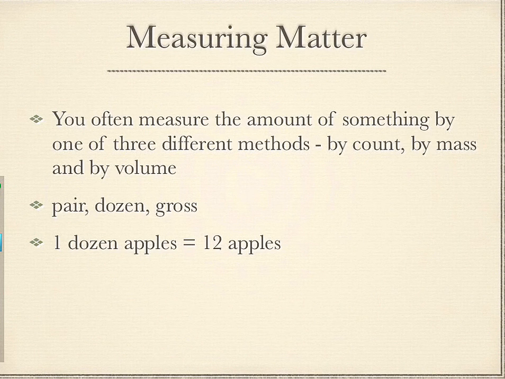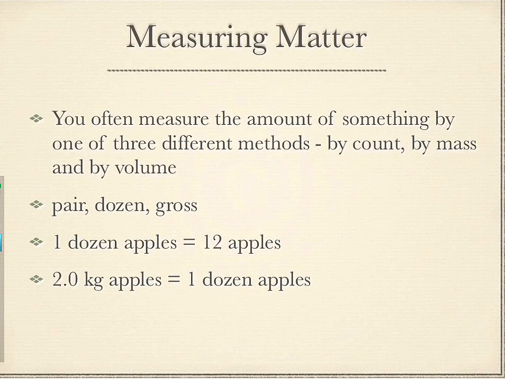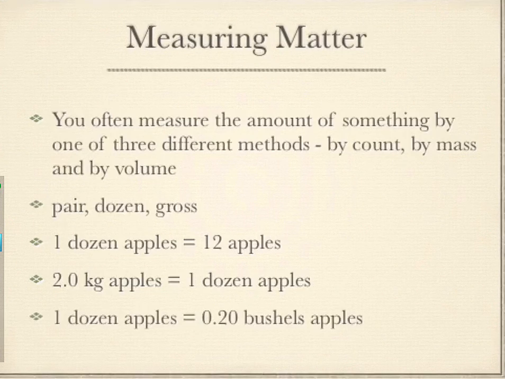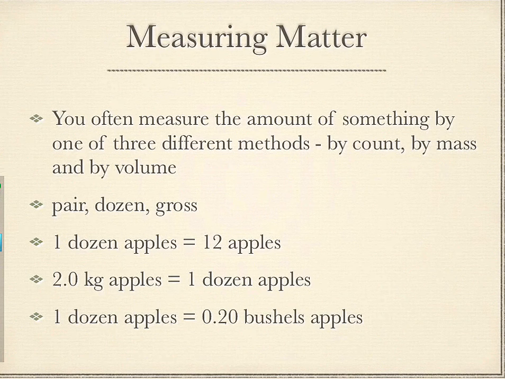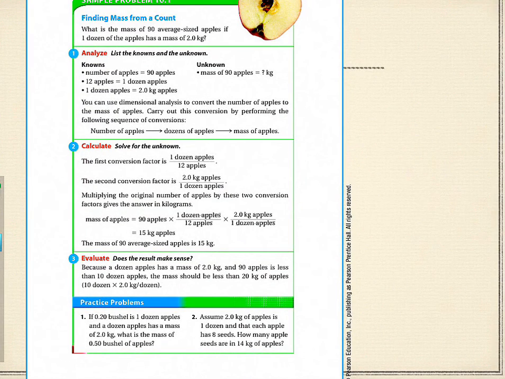So you could say a dozen apples is equal to 12 apples. We know that, okay? Maybe we would know that 2 kilograms of apples is also equal to a dozen apples. Or maybe we would say a dozen apples is the same as 0.2 bushels of apples. So any of those could be examples of ways of counting apples.